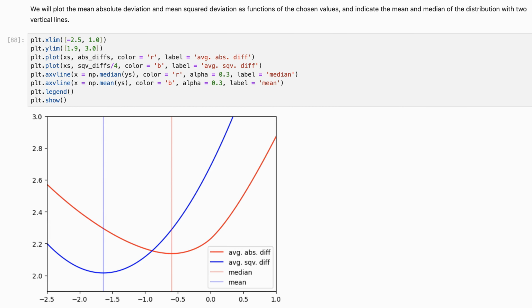Now let us visualize the results. The figure below shows how the mean absolute difference, the red curve, and the mean squared difference, the blue curve, vary with the value of x. As you can see, each measure is minimized at a different value of x. We also mark the median of the sample with the red vertical line, and the mean of the sample with the blue vertical line. From the plot, it's clear that the median minimizes the mean absolute difference, and the mean or average minimizes the mean squared difference, exactly as we wanted to demonstrate.